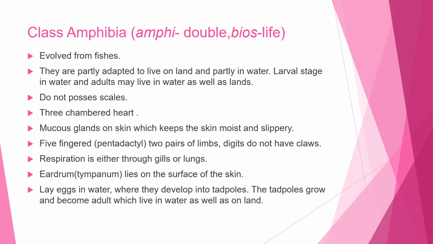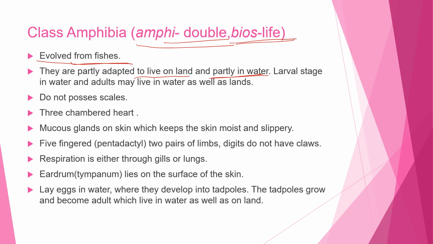Now here comes the third class, the class Amphibia. This is a very common term we all know, dear students. Amphi means double and bios means life. So these types of animals are partly adapted to two lives, either on land or in water. They mainly evolved from fishes. So what are the main characteristics of amphibians? They evolved mainly from fishes, and they are partly adapted to live on land and partly in water.